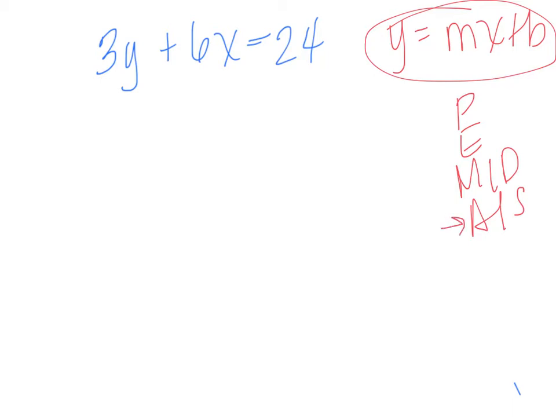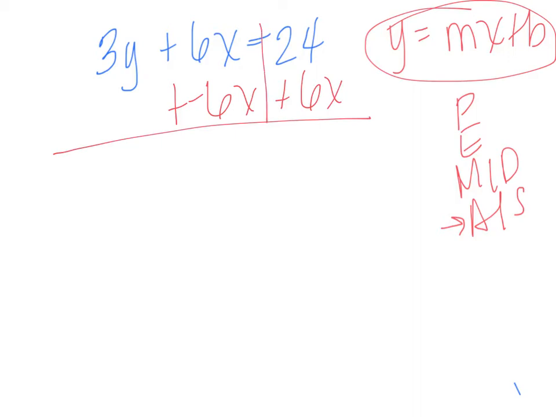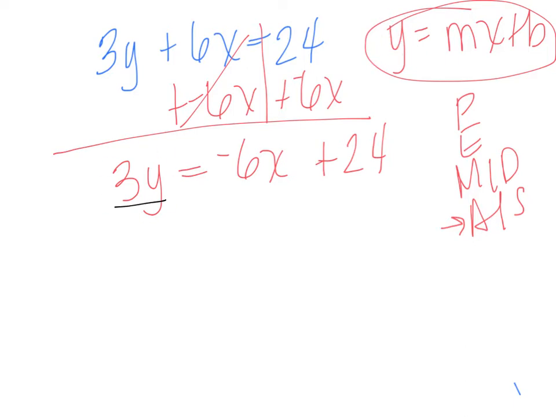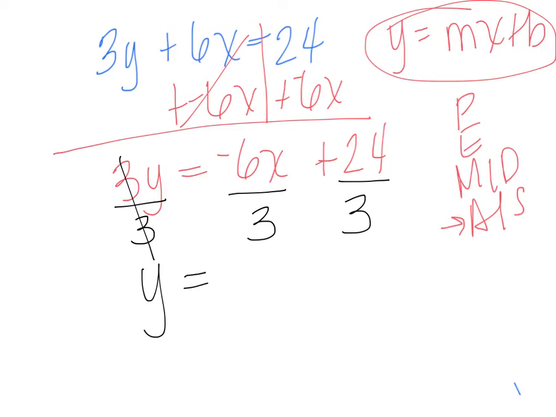So I'm going to start with addition and subtraction. So I'm going to first move this 6x to the other side by adding a negative 6x to both sides. So that when I have this new equation, it will be 3y equals, now remember we put that variable first, so I'm going to do negative 6x plus 24. Your y is not alone. This has to say 1y equals, not 3y. So finally, we're going to divide by 3. And when we divide by 3, we divide all terms by 3. So we get y equals negative 2x plus 8.